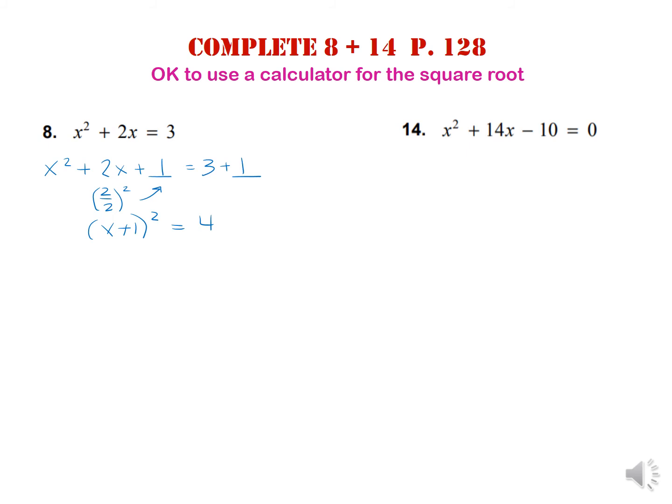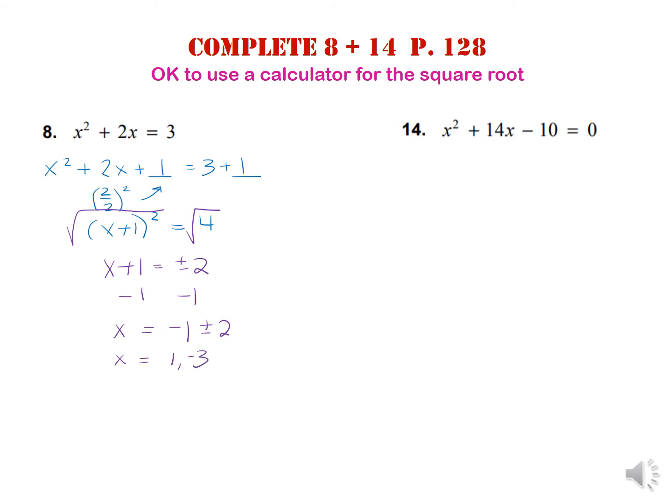So I'm going to take the square root of both sides, and I get x plus 1 equals plus or minus 2. Subtract 1 from each side, I get x equals negative 1 plus or minus 2. So my x's are negative 1 plus 2, which is 1, and negative 1 minus 2, which is negative 3.